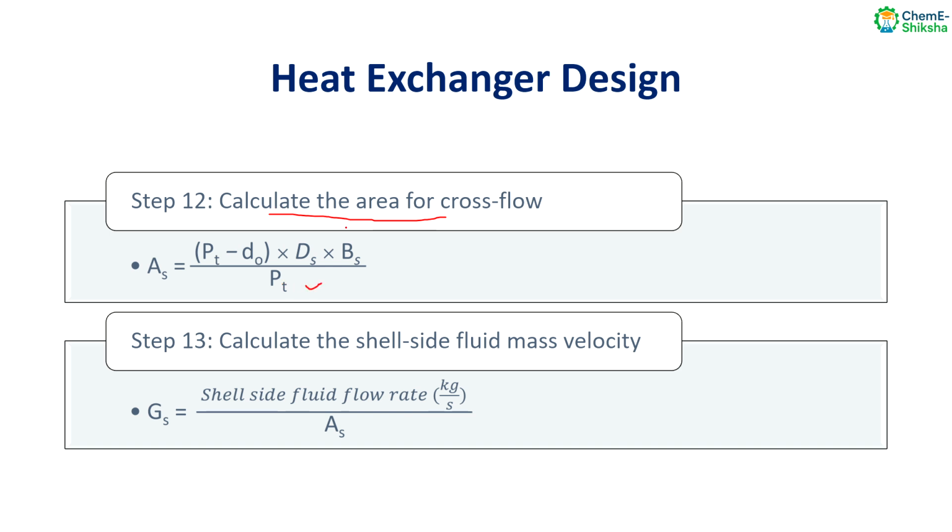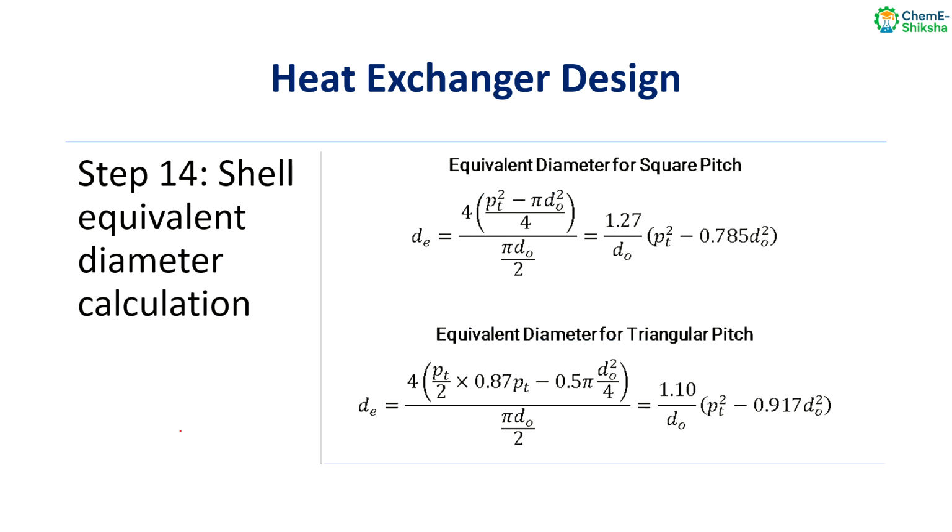So as we calculate the cross flow area, then we have to calculate the shell side fluid mass velocity, that is Gs, which will be equal to the shell side fluid mass flow rate in kg per second divided by As, that is the cross flow area. So the mass flow rate divided by the cross flow area will be the shell side fluid mass velocity. After calculating this, we can calculate the shell side fluid Reynolds number and Prandtl number.